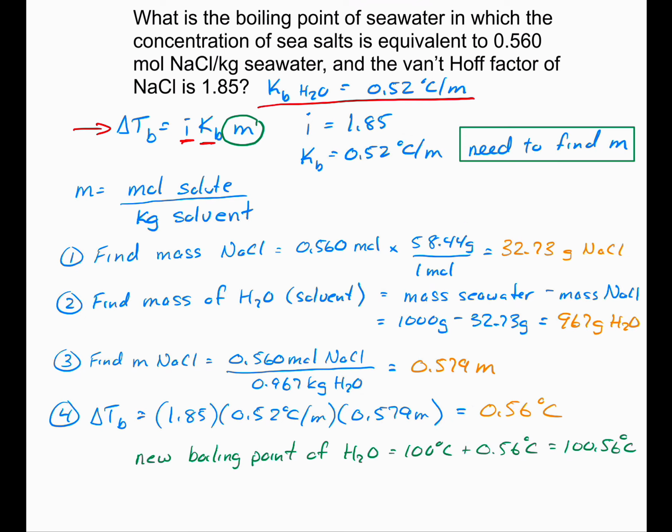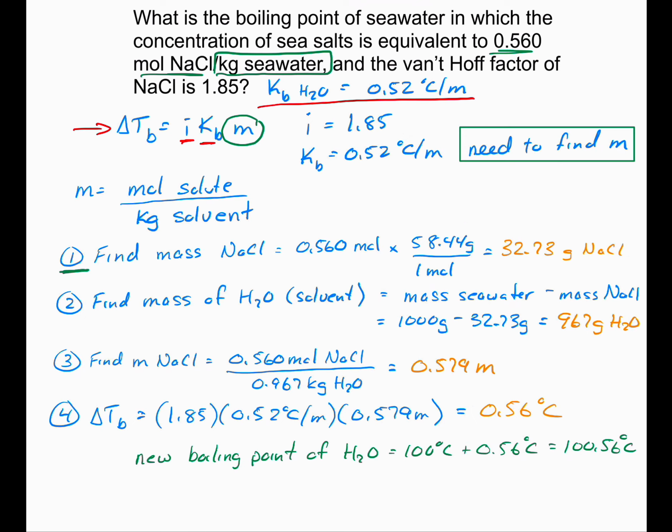Let's go back to the question here. We know from the question that we have a kilogram of seawater, and we're also given how many moles of sodium chloride there are in that kilogram of seawater. So if we can figure out the mass of sodium chloride, all we have to do is subtract that mass from a kilogram of seawater, and that's going to give us the mass of water in our seawater. So that's our first step: find the mass of sodium chloride.